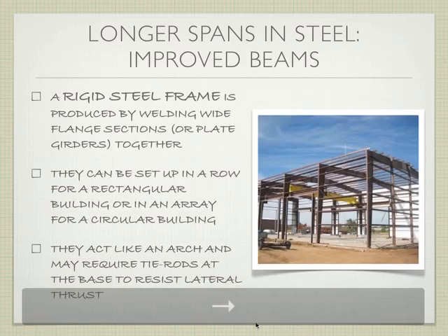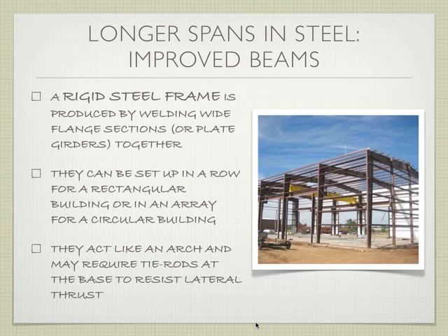Okay? The other thing that we can make is called a rigid steel frame, right? And this is produced by welding the wide flange elements together, right? Or plate girders together, right? And they're set up in a shape, right, that is self-supporting in a way, okay? They're set up in a row for a rectangular building or an array for a circular building, right? And they act a lot like an arch, right? Because they're all welded together, they come down and they rest, and the idea is that any weight that's applied on one of these shapes, right, from the top is going to work its way down through the welded joints.